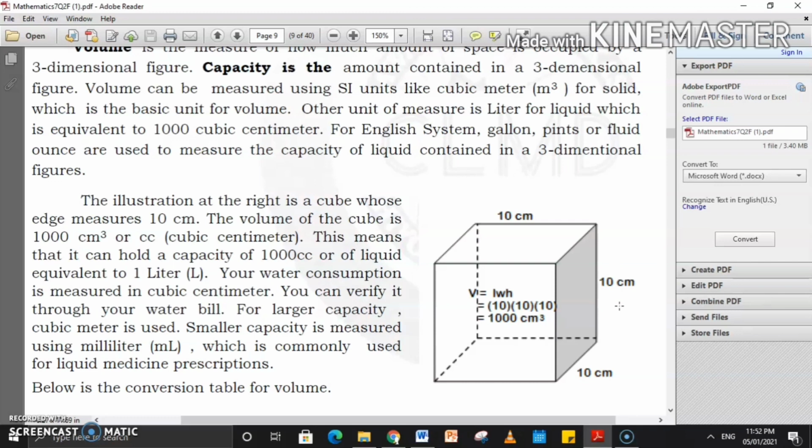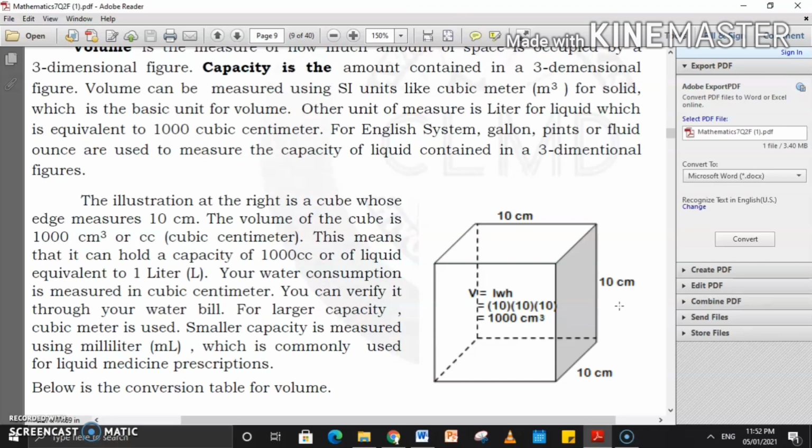Anong unit of measurement ang ginamit? Centimeter, tama. So, 1,000 cm. And then, ang ating kinompute ay volume, so raise it to the third power. So, 1,000 cubic centimeter. Katumbas yan ng 1 liter. Tama. Sa mga water consumption natin, sa ating mga bayarin sa tubig, ang ginagamit ay cubic centimeter. Pwede nyo yung i-check kung titingnan nyo yung inyong mga bill ng tubig.